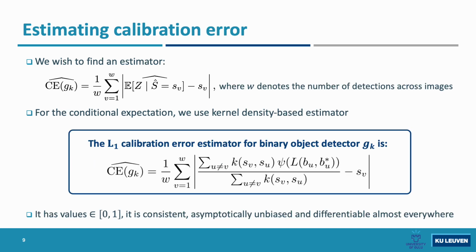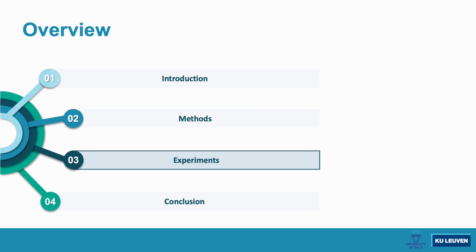Now that we have the definition of calibration, we wish to find an estimator for calibration error, which measures the degree to which a notion of calibration is violated. For this, we rely on kernel density-based estimators due to their preferable properties over binning-based estimators. The derived estimator shown on the slide is consistent, asymptotically unbiased, and differentiable almost everywhere. As part of our experiments, we investigate the performance of the proposed estimator, both as a metric to evaluate calibration error and as an auxiliary loss function used for train-time calibration.